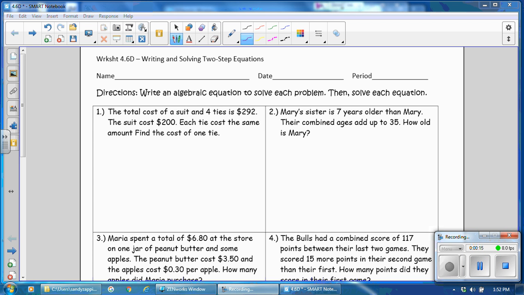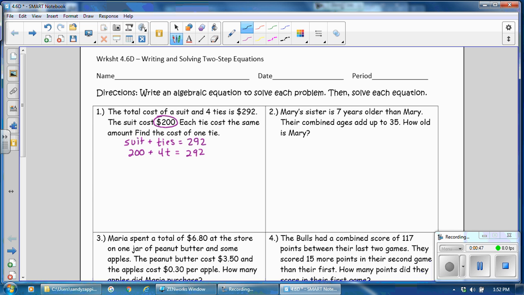The total cost of a suit and 4 ties is $292. The suit costs $200. Each tie costs the same amount. Find the cost of 1 tie. We know that the cost of a suit plus the cost of all of the ties adds up to $292. We know the cost of the suit is $200. We know that we bought 4 ties. They cost the same amount each. Let's let the variable t represent the cost of 1 tie.